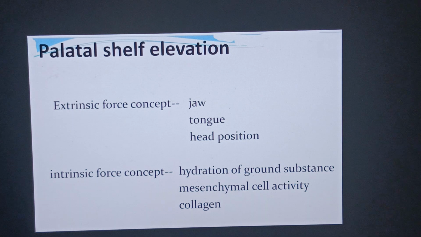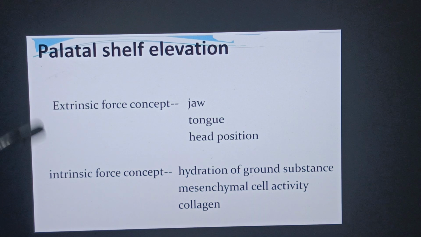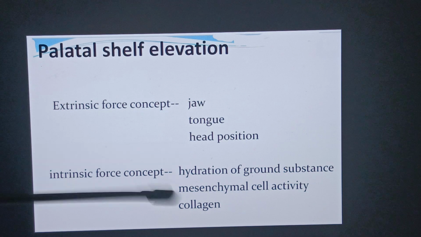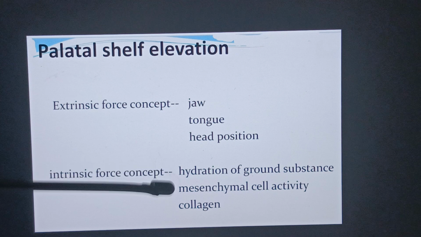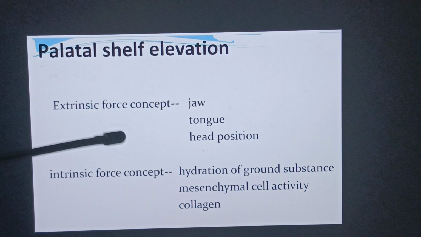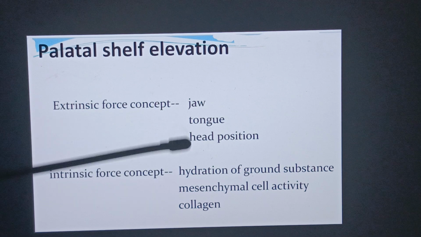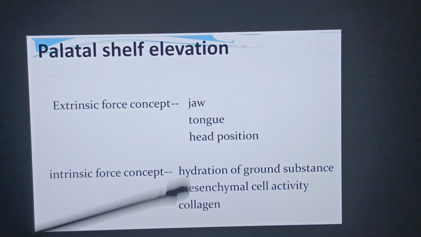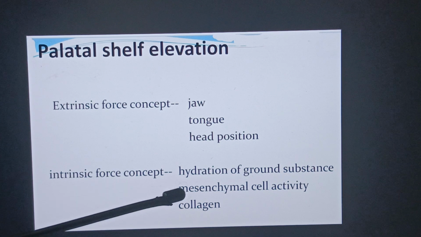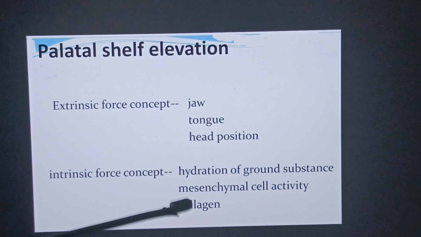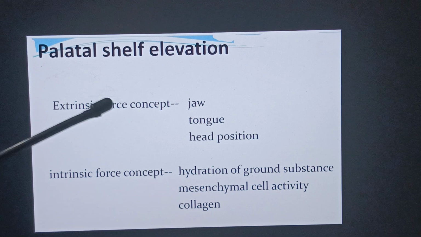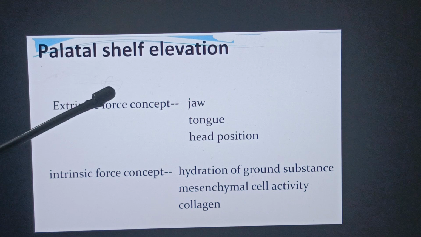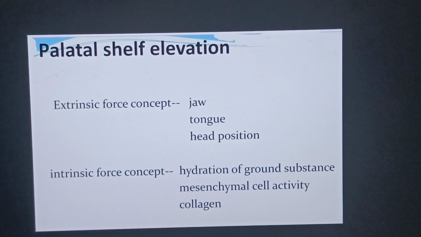So that is the concept of why the palatine shelf first moved medially and inferiorly, then elevated due to the extrinsic force of the jaw, tongue, and head position, or intrinsic forces due to hydration of the ground substance and other mesenchymal cell activity. They contribute to the movement of the palatine shelves, right?